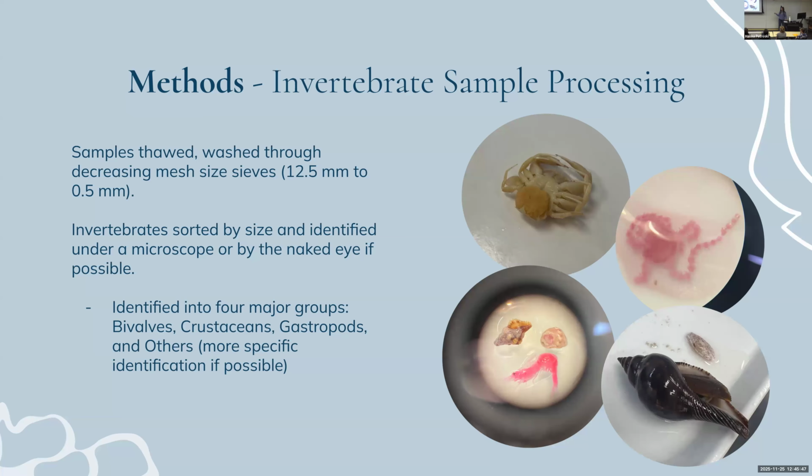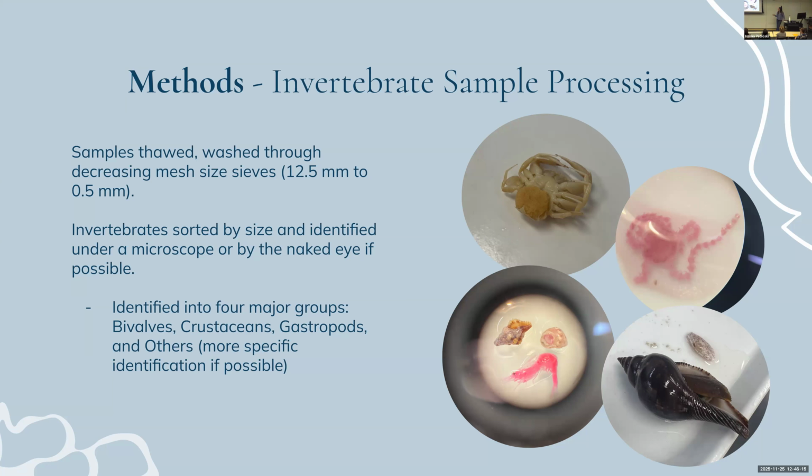And so a little bit into what I did these past couple of years, and a bunch of other undergraduates as well: the samples were first thawed and then they were washed through decreasing mesh size sieves. If you're unfamiliar with what a sieve is, basically I like to picture a window screen, and they were from 12.5 millimeters all the way to 0.5 millimeters. So the samples were just washed through in order to separate it and make it a lot easier to identify invertebrates and actually count them and sort them.